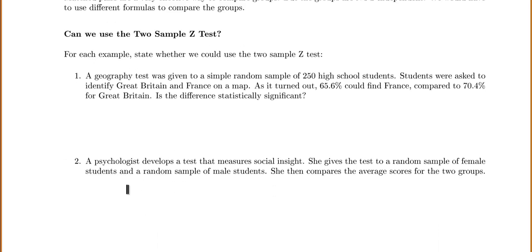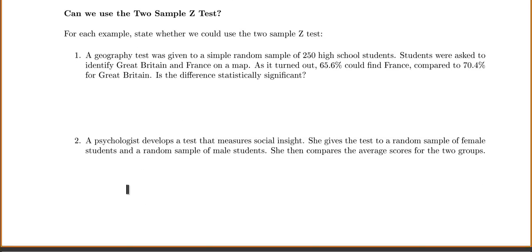So for each of these examples, we're going to go through and try and figure out whether or not we could use the two-sample z-test. Basically, we're asking, are the groups independent?